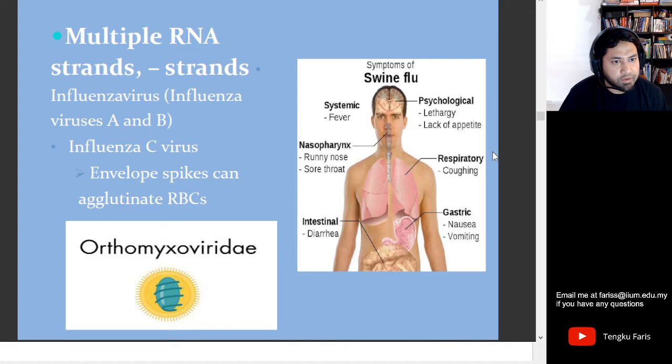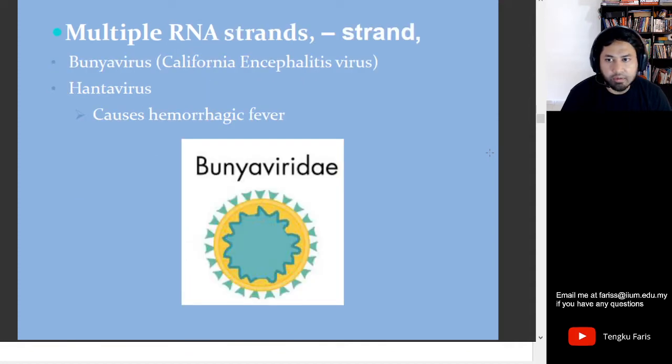Orthomyxoviridae include the influenza virus A, B, and C. These are some of the symptoms caused by the Orthomyxoviridae: fever, sore throat, diarrhea, vomiting, coughing. So it's quite common symptoms. Multiple RNA strands, again negative strands. Bunyavirus, Hantavirus.